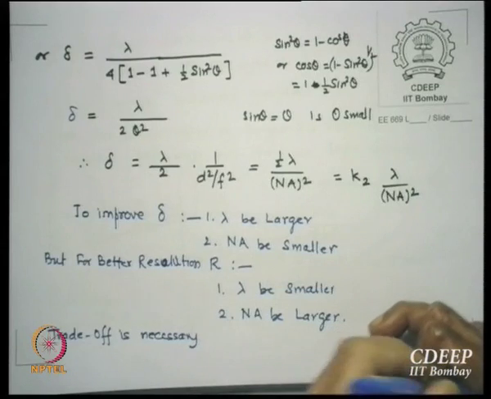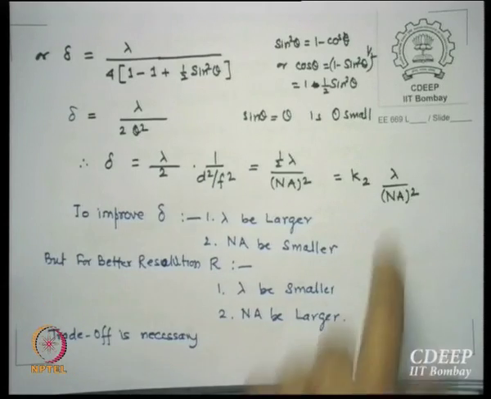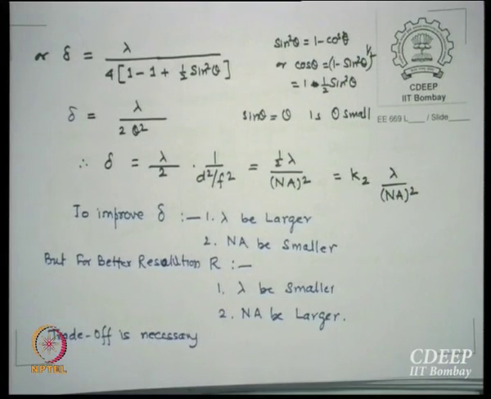So if I want larger depth of focus, what should I do from this expression? Even if there is a variation in resist thickness, I want focusing to be done. Is that clear to you? So I want depth of focus to be larger. What should I do from the expression? Lambda be larger and NA be smaller.